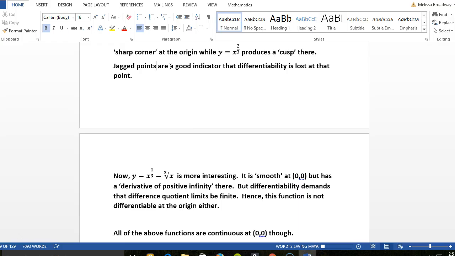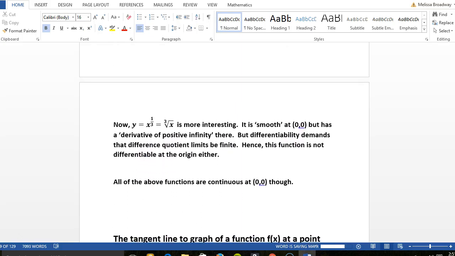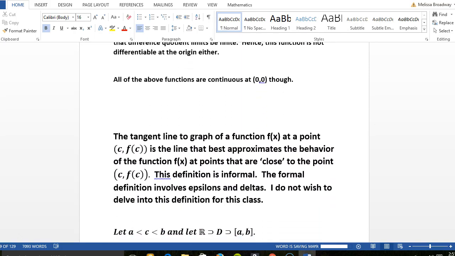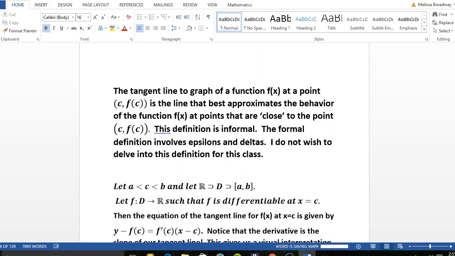So there's that. And again, the cube root is more interesting. It is smooth, but it has a derivative of positive infinity, quote unquote, there. But again, we can't have that. And notice I put that in quotes. Differentiability demands that the difference quotient limits be finite, so we can't classify the cube root as differentiable there, even though there is a certain type of quote unquote smoothness there. And all of them are continuous at the origin.